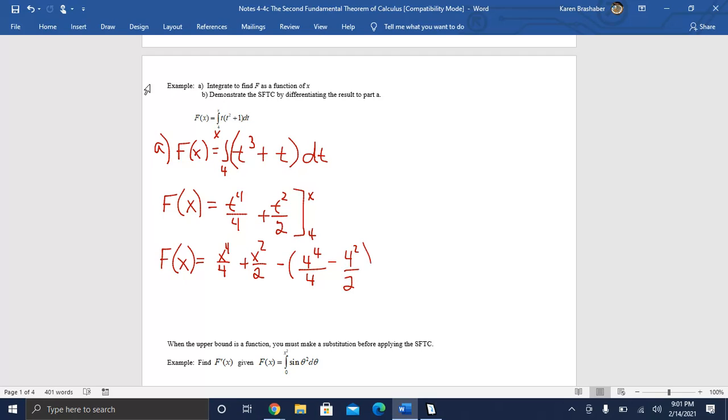And so simplifying, f of x would equal x to the fourth over 4 plus x to the second over 2. And then minus, now my 4 to the fourth is, let's see, I did not do this one ahead of time, 256. That's divided by 4 to give me 64. So this part is 64 minus, and then 16 over 2 is 8.